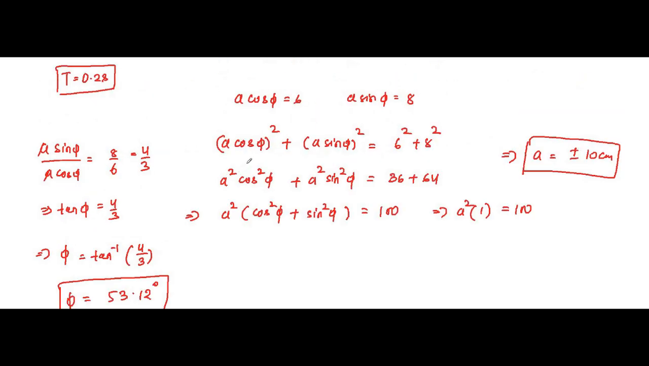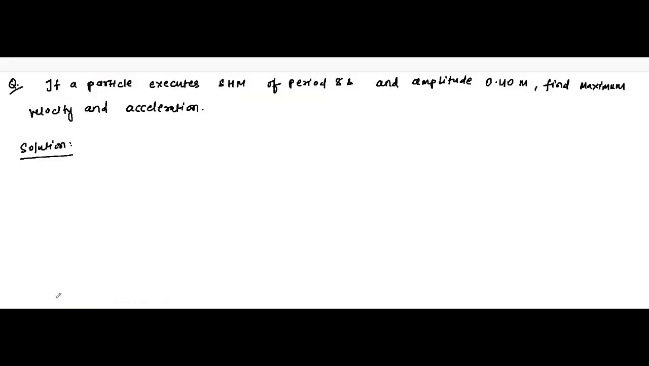Okay, so here is another question on simple harmonic motion. It is given that a particle executes SHM, that is simple harmonic motion, with a time period of 8 seconds and amplitude 0.40 meters, and we have to find the maximum velocity and acceleration of this SHM motion. So here the concept of acceleration and velocity, those two things come into play.